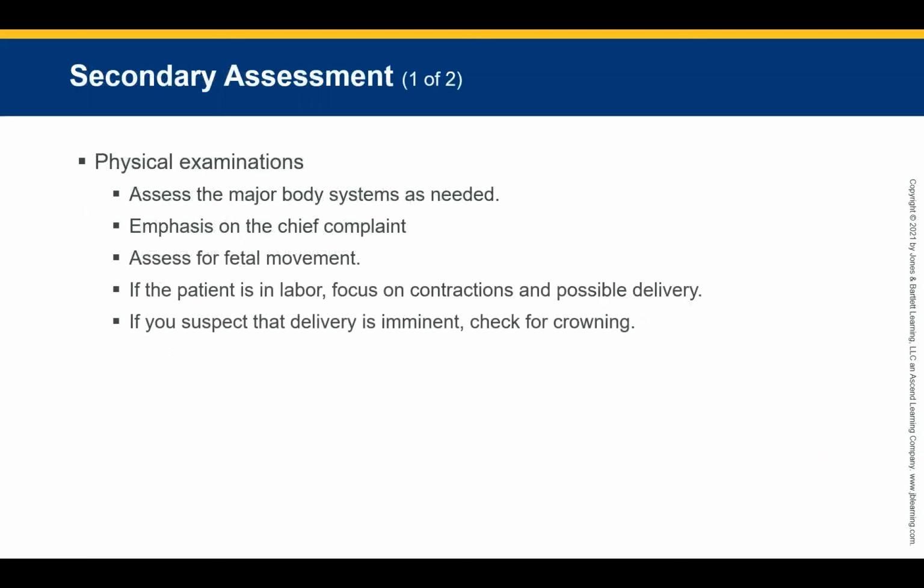If the patient is in active labor, the physical examination should be focused on contractions and the possibility of delivery. If at any point you suspect that delivery is imminent, you should check for crowning. If you do not suspect an imminent delivery and the patient reports other problems unrelated to delivery, you should not visually inspect the vaginal area. If the female states that they feel pressure, you're going to have to explain to them, ma'am, I'm going to have to look down there to make sure.